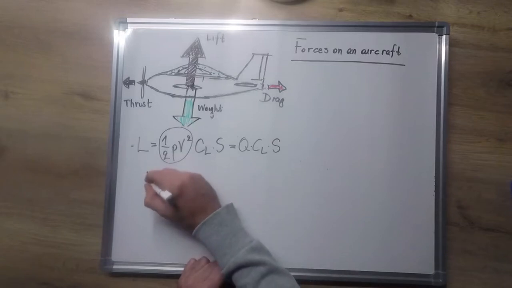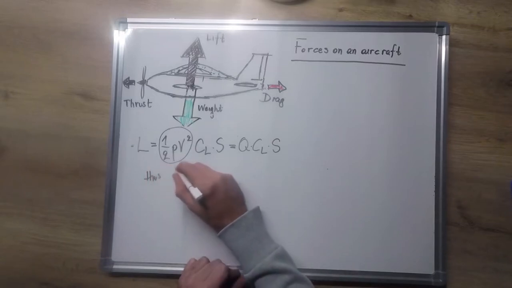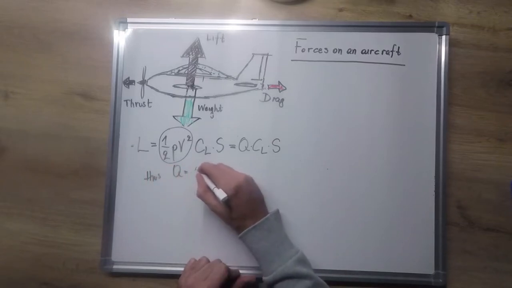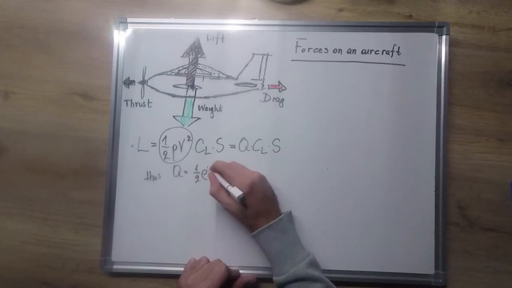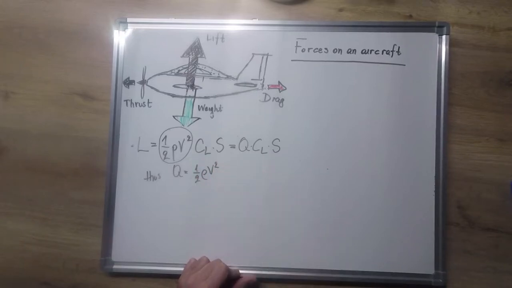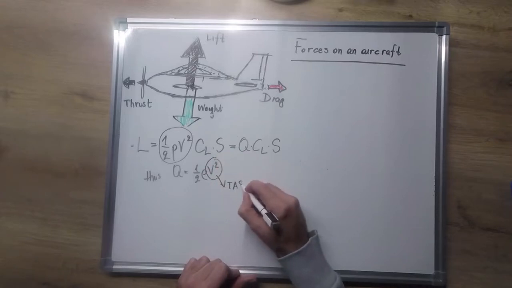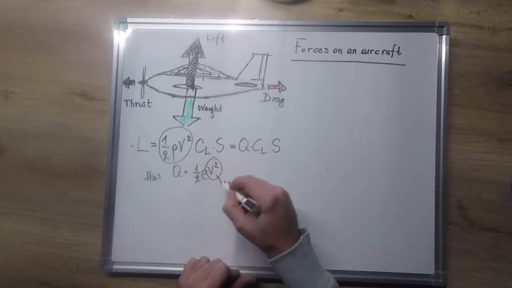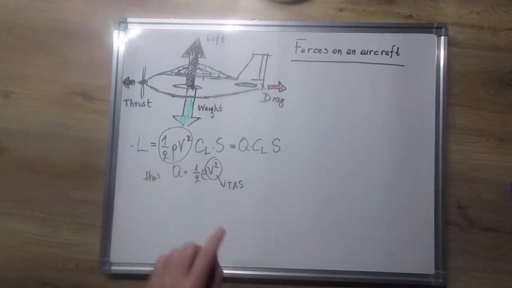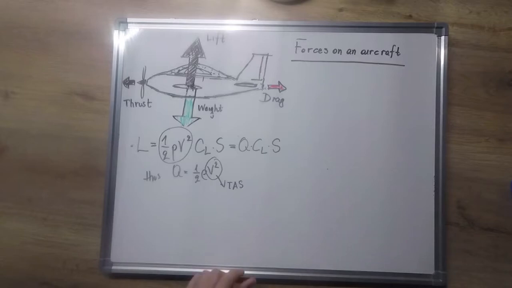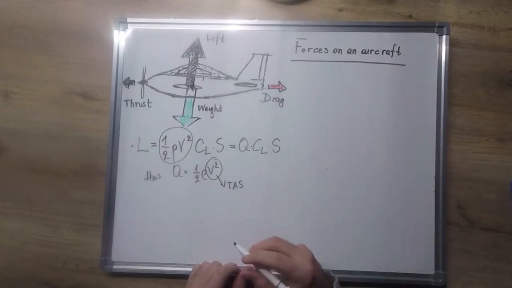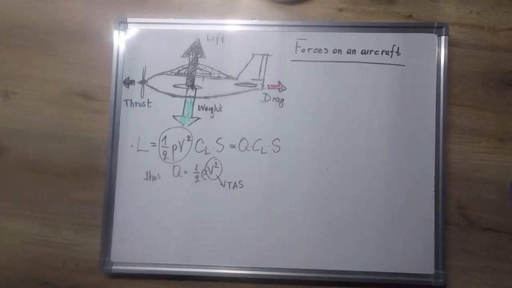Of course, as we can see, this is the true airspeed of the aircraft, and the dynamic pressure is, as I said, the indicated airspeed of the aircraft. The coefficient of lift depends on the shape of the wing and the angle of attack.